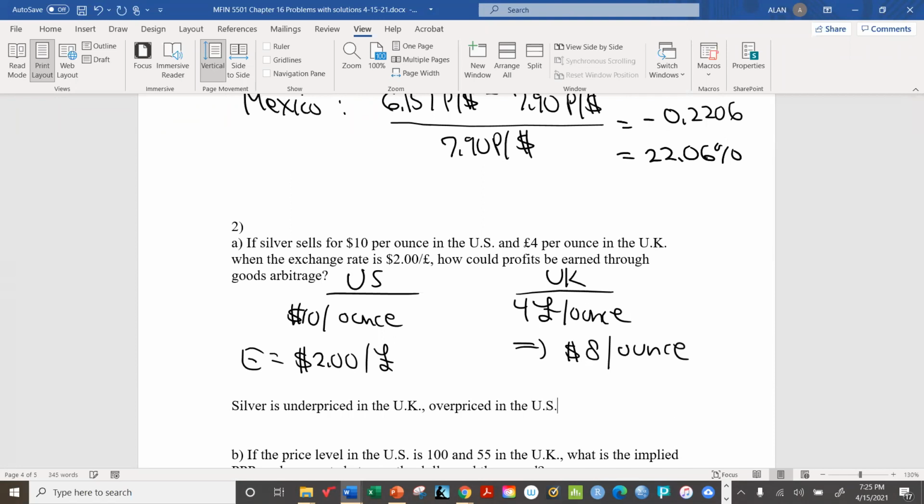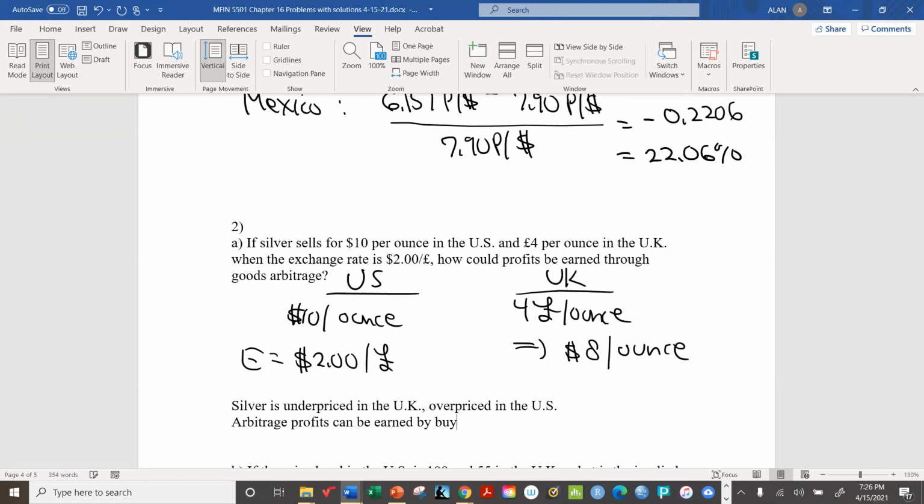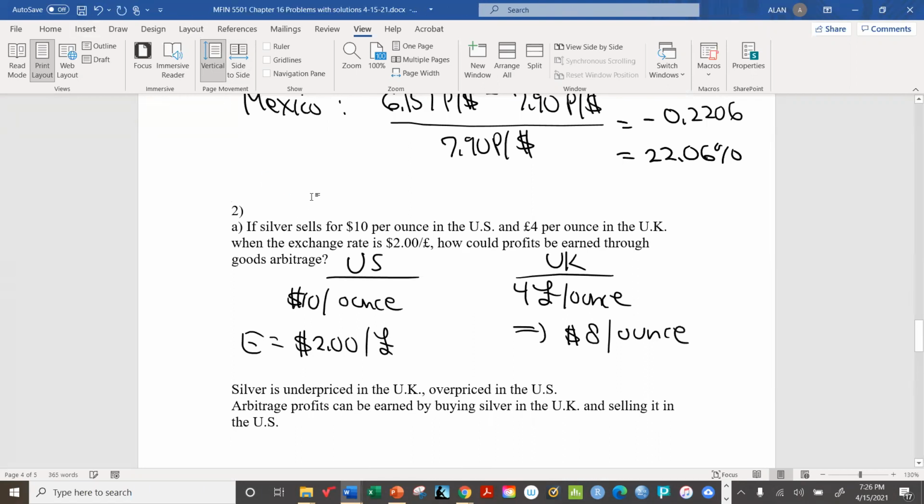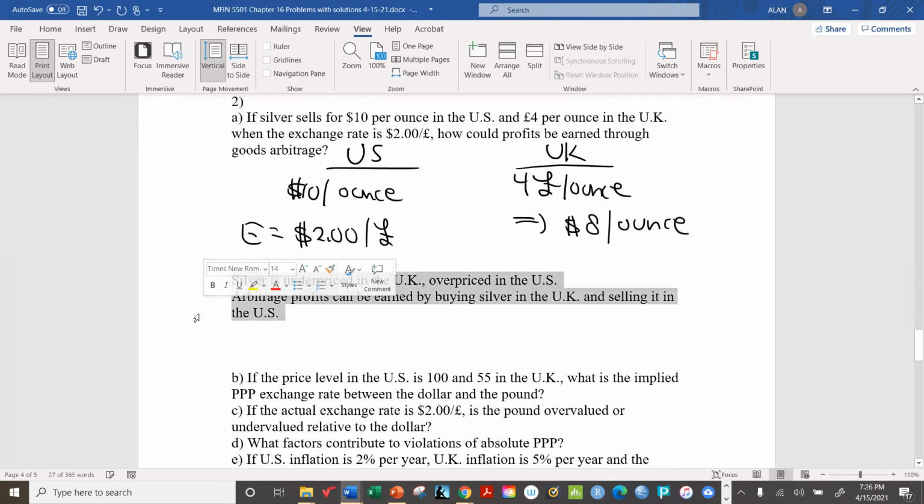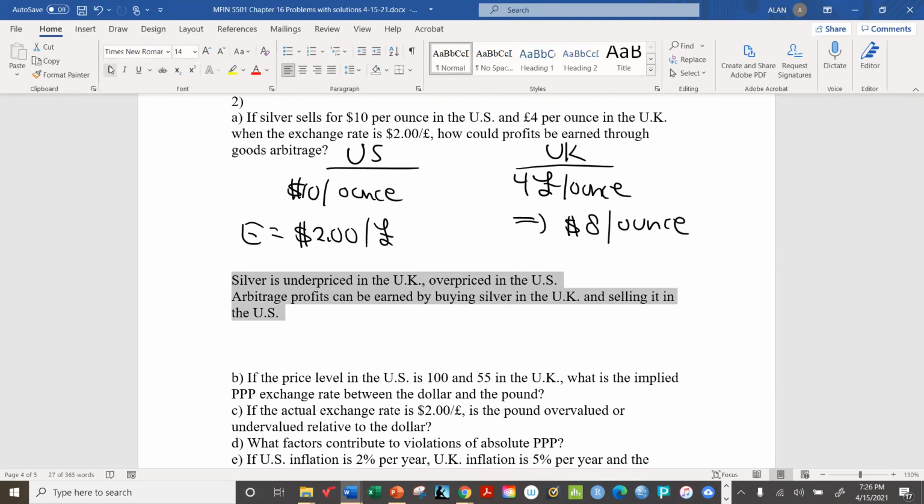Overpriced in the US. Arbitrage profits can be earned by buying silver in the UK and selling it in the US. And so that's, of course, the whole idea: you want to buy something where it's too cheap and sell it where it's too expensive. And that's how you make your money. Excellent. All right. Now let's look at this one.